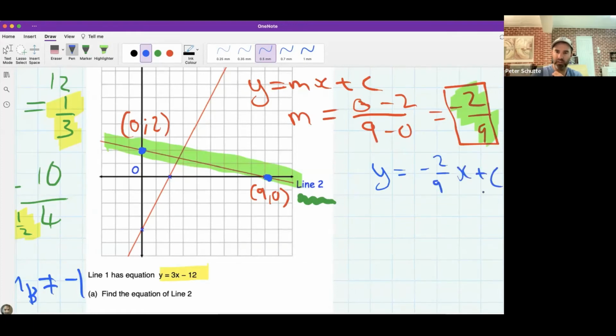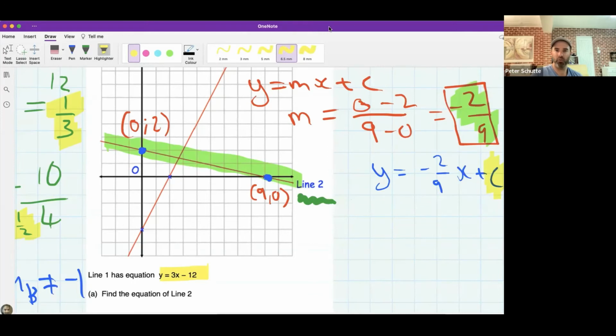But then there was one more thing we need to do. We need to choose a point on the line to help us. Or we can notice something. We can notice that this point over here is the y-intercept. And isn't C the same as the y-intercept? Okay, I'll wait a little bit before I get the final answer.